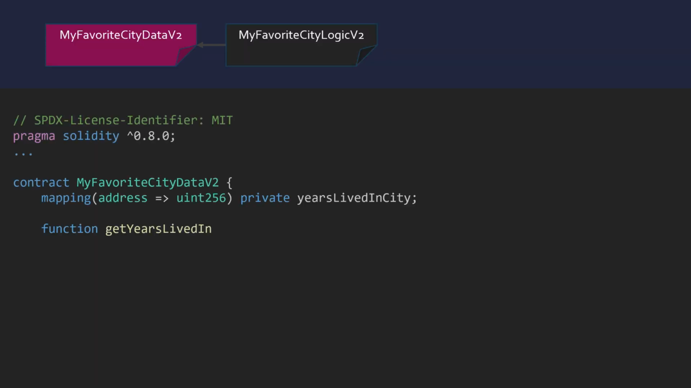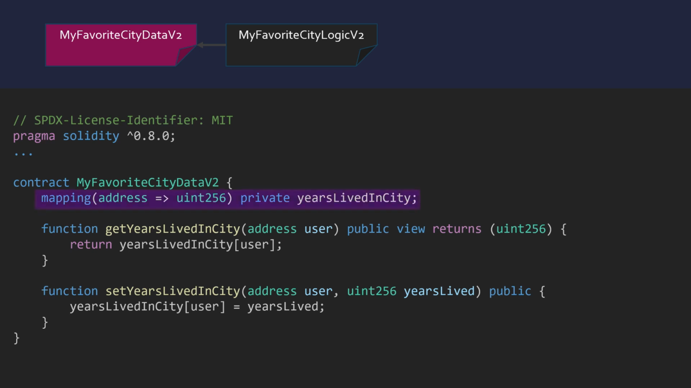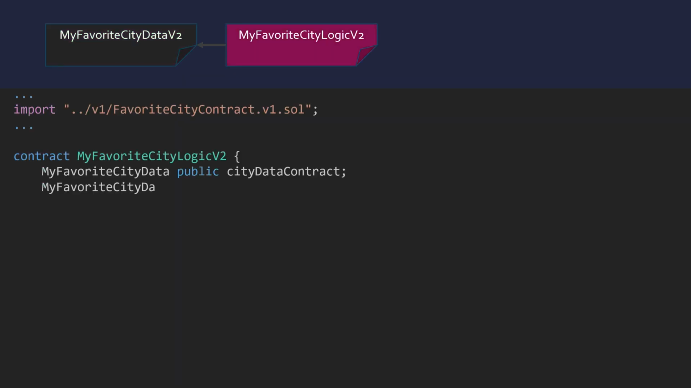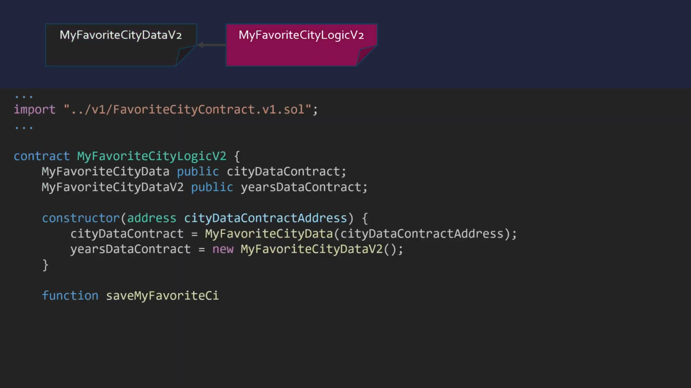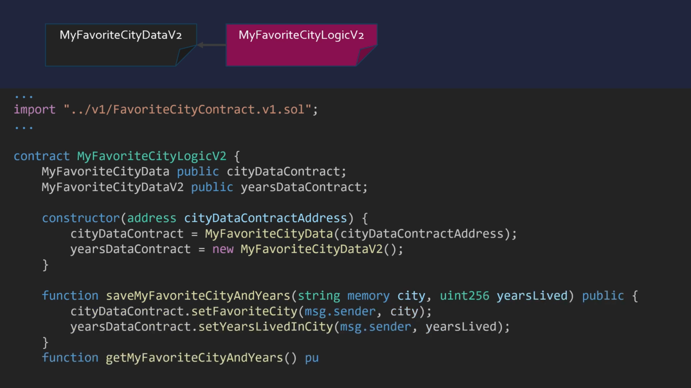For the second version of the contract, we write another data contract, this one storing the years the user has lived in her favorite city. The logic contract of our second version will use the data contracts of the first and second version to store and recover the cities and the years lived in them. The data from the first version will still be accessible. Even so, this is not an elegant solution and it's difficult to maintain.